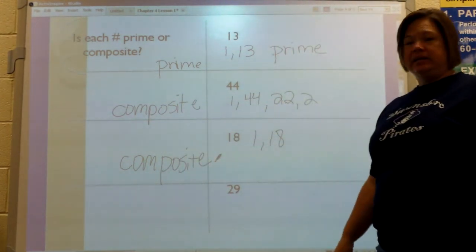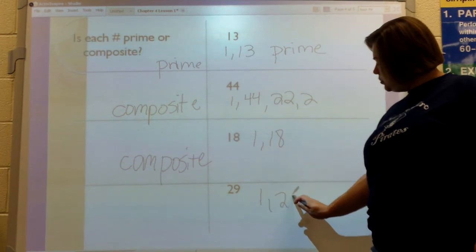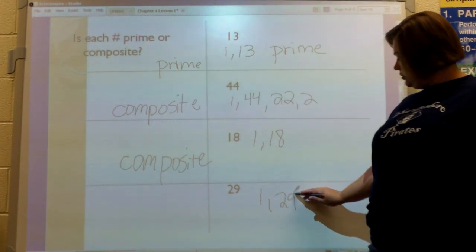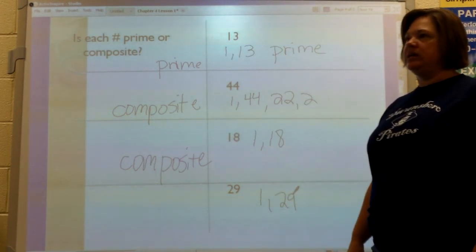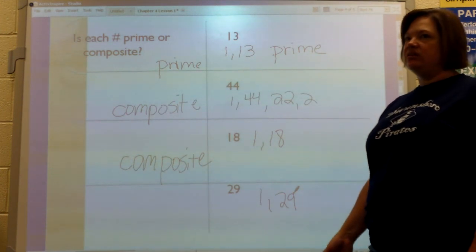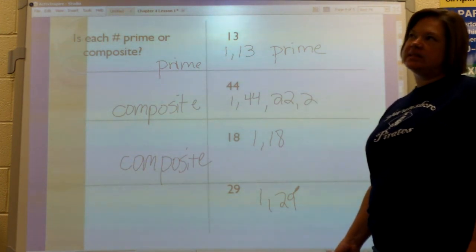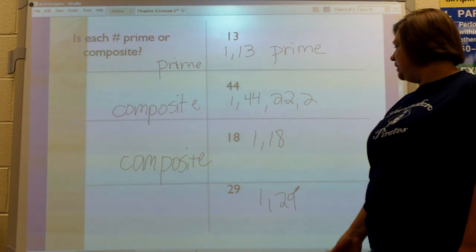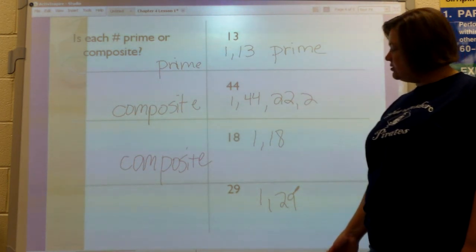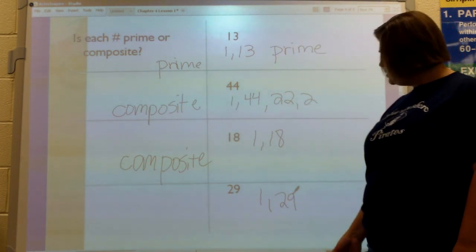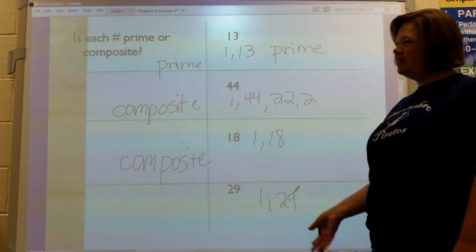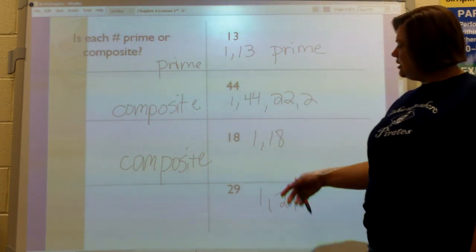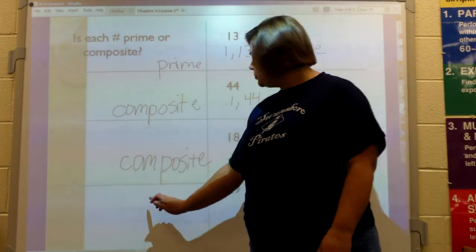And then 29: can I think of anything other than 1 and 29 that will divide evenly with no remainder into 29? So I'm thinking 3, 4, 5, 6, 7, 8, 9, 10, 11, 12, 13, 14, 15, and 15 times 2 is 30, so I'm going over there. So no, this is a prime number as well.